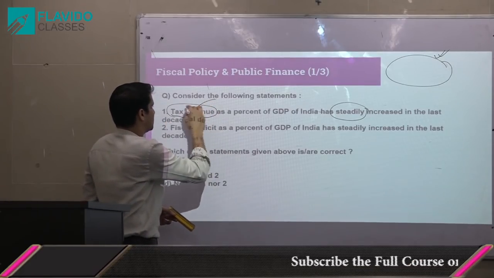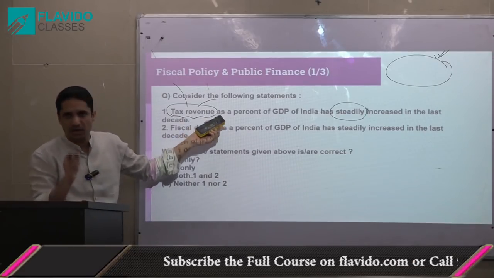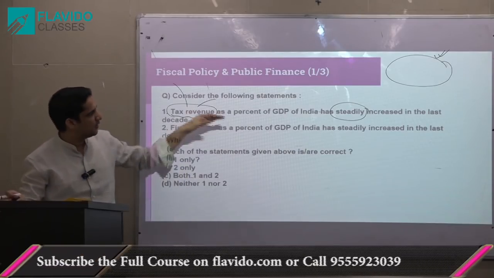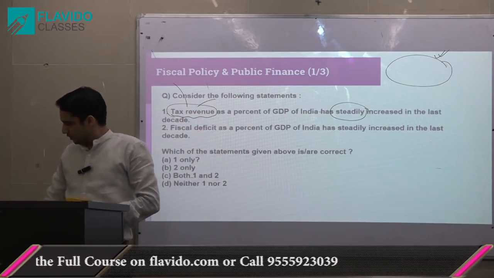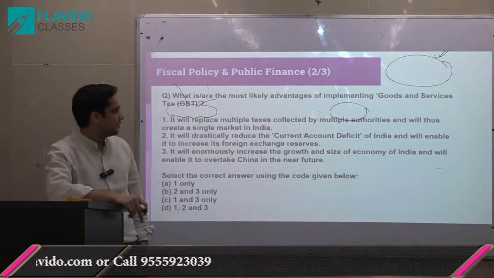It means the direct taxes, indirect taxes, everything they are talking about, whether they are asking only about the central government or the general government. These things you have to remember when you are solving such questions. The second question is related to goods and services tax.